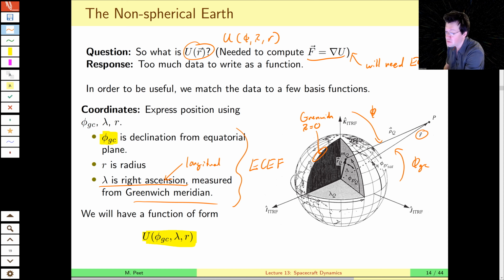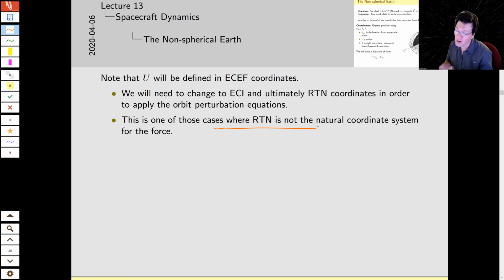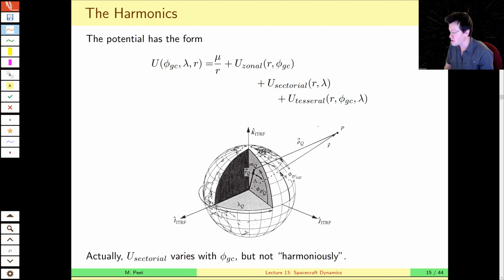So as I mentioned, this is one of those cases where we derived all these perturbation equations, the RTN coordinate systems, because that seemed like a natural coordinate system for perturbing forces on our satellite. But this is one of those cases where it's not really the natural frame for defining the forces. So it simplified our expressions a little bit, but now it's going to complicate our life.